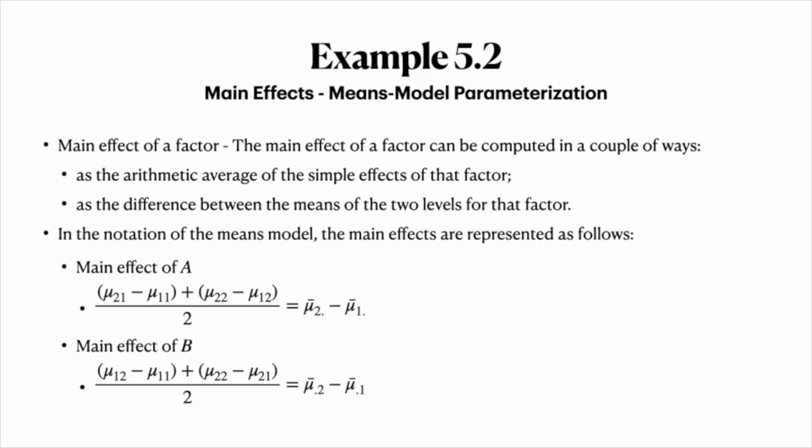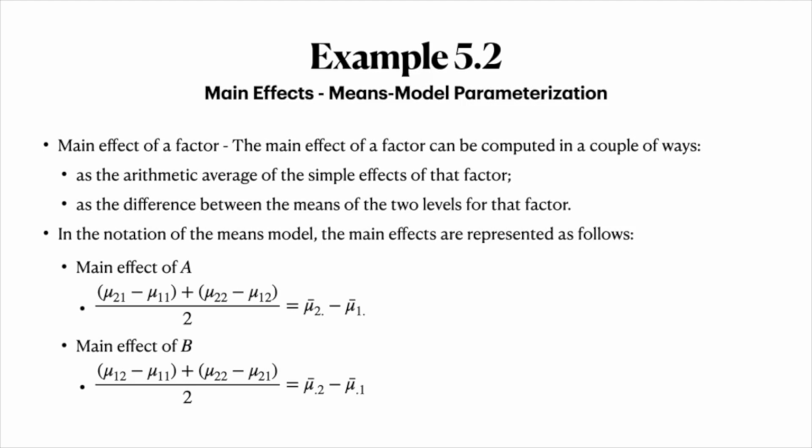Now, in the notation of the means model, the model effects are represented as follows. So on the left-hand side of each equation, I have the representation given by the arithmetic average of the simple effects of that factor. And on the right-hand side of each equation, I have the representation, which is the difference between the means of the two levels for that factor.